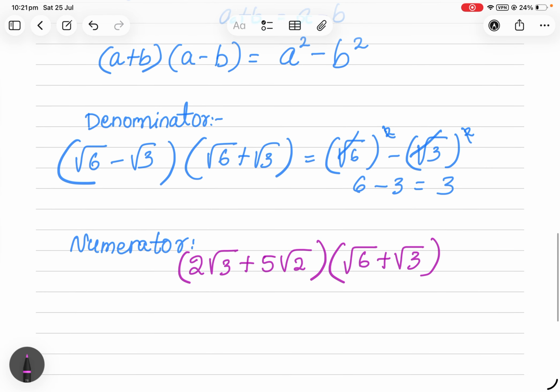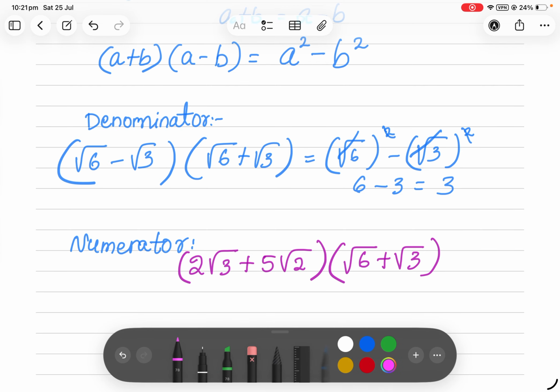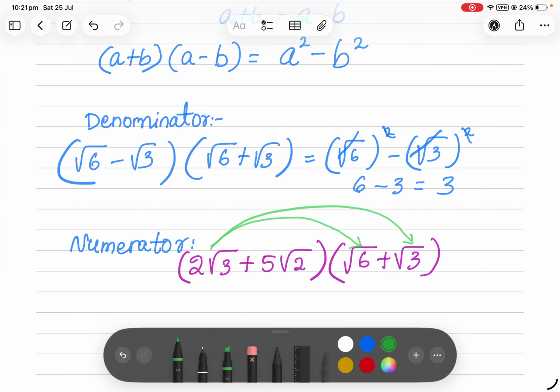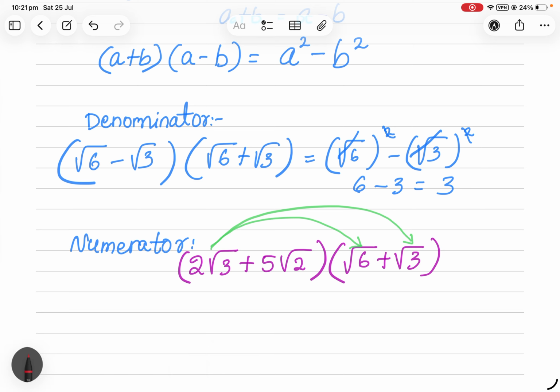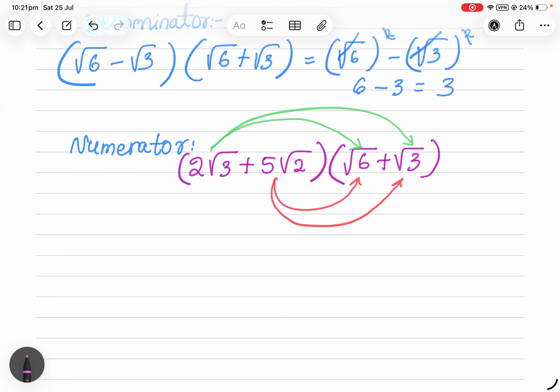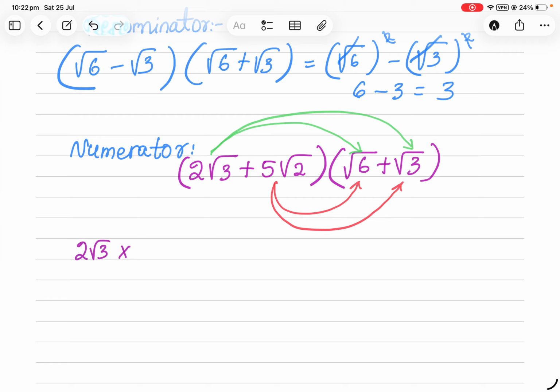I'm multiplying. Now, if you'd have remembered your rainbow technique or distributive law, you would have multiplied this, and then you would have done this to this and this to this. So when you have 2 square root of 3 times square root of 6, watch this carefully, 2 square root of 3 times, 6 can be written as 3 times 2, which is nothing but 2 square root of 3 times square root of 3 times square root of 2.